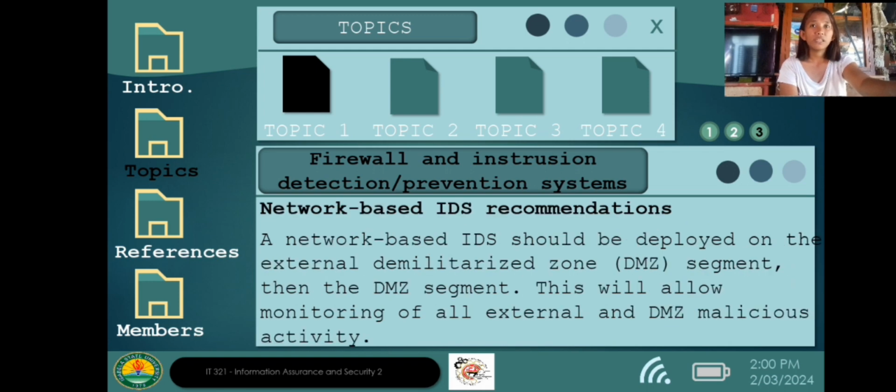Network-based IDS recommendations. A network-based IDS should be deployed on the external demilitarized zone, or DMZ, segment. The DMZ segment will allow monitoring of all external and DMZ malicious activity. So a network-based IDS should be deployed on the external demilitarized zone segment. This will ensure all devices connected to an external hostile network are monitored and checked.